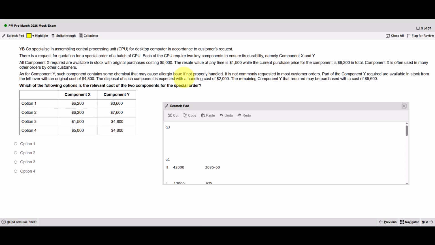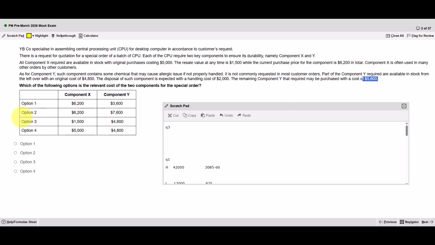With component Y, once again, the original cost is irrelevant. They've got some in inventory, but it's not commonly used, so their current position is to have to dispose of this, which is why it's telling us there's an allergic issue. So it's going to cost them $2,000 if they do nothing. So if they now use that, they've saved $2,000, and the rest will be purchased at $5,600. So the actual cost is $3,600 because it's the $2,000 saved and the $5,600 they need to spend.